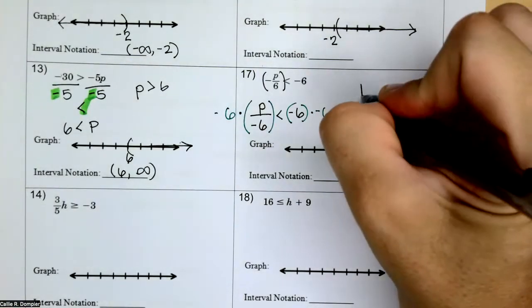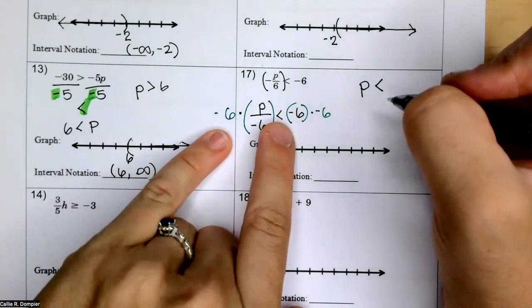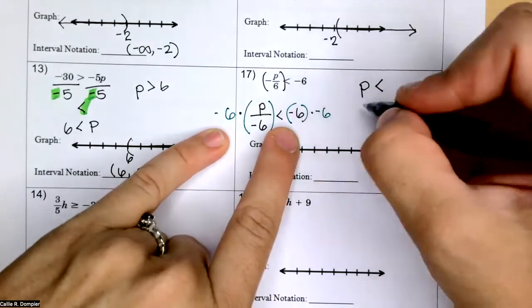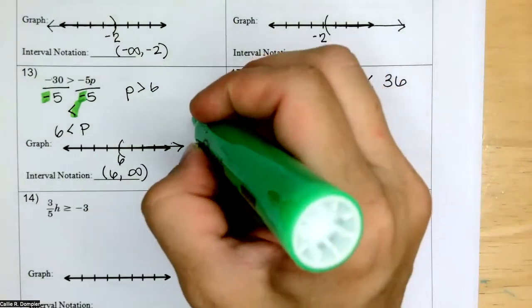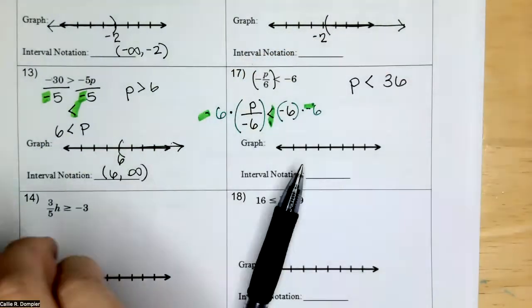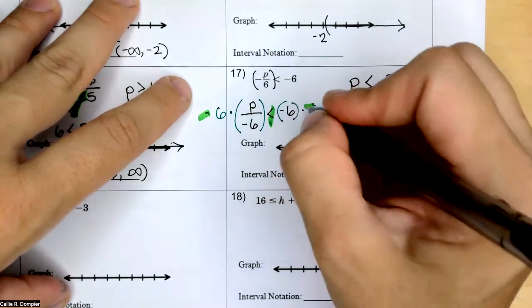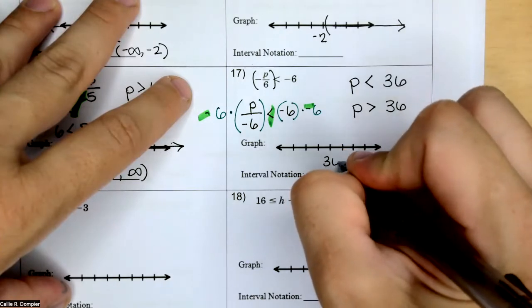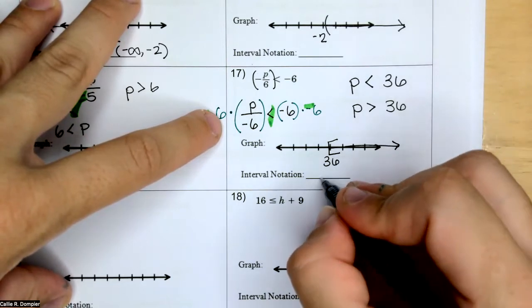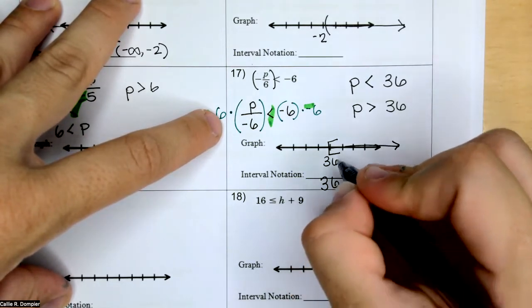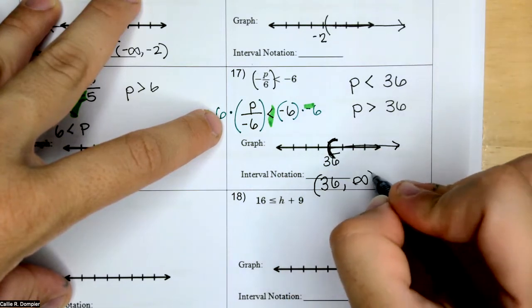And I'm left with P is greater than, just to go step by step, P is greater than 6 times 6 is 36, but I multiplied by a negative 6, so I need to change that sign. So it's actually P is greater than 36 because 6 times 6 is 36. So here's 36, P is greater than that. So our interval notation will be, oh, sorry, it should not be a bracket. It should just be parentheses. Parentheses 36 to positive infinity.